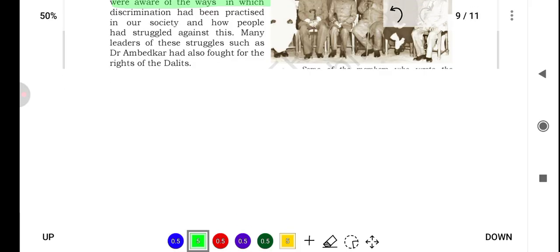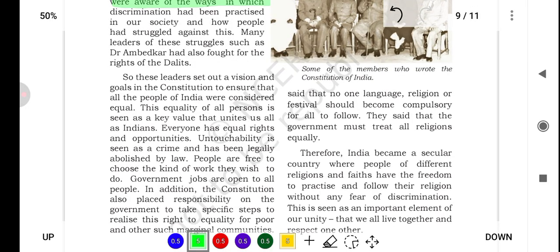Many leaders of these struggles, such as Dr. Ambedkar, had also fought for the rights of the Dalits. So these leaders set out a vision and goals in the Constitution to ensure that all the people of India were considered equal. This equality of all persons is seen as a key value that unites us all as Indians.